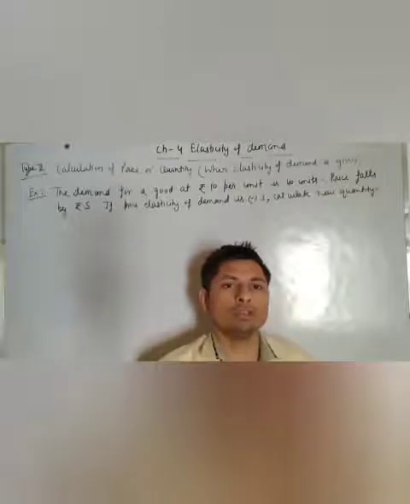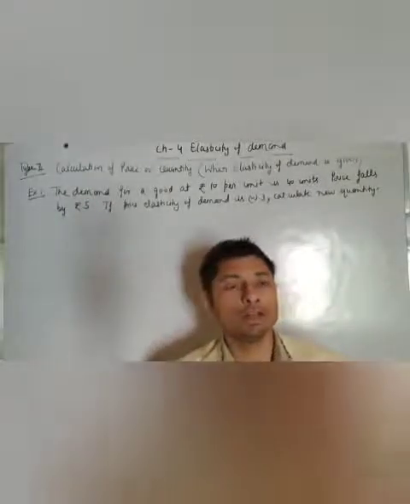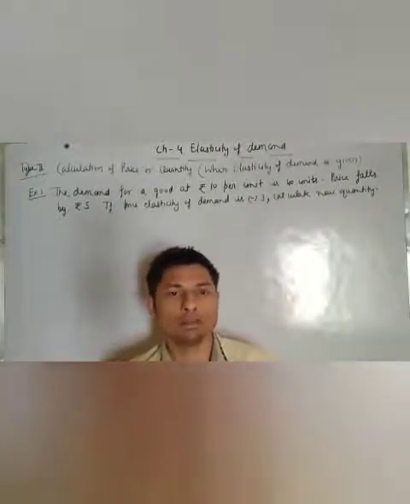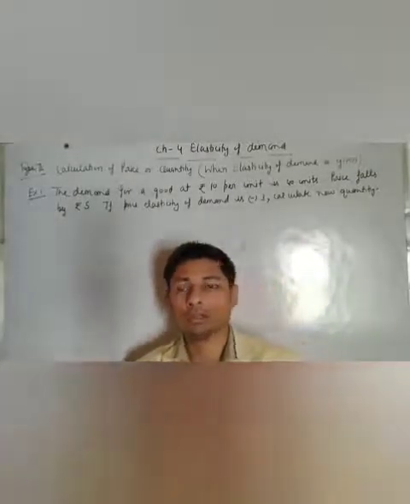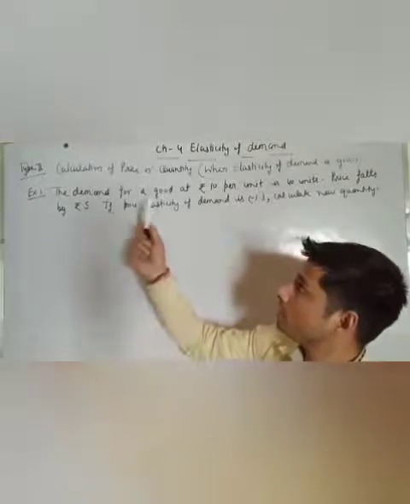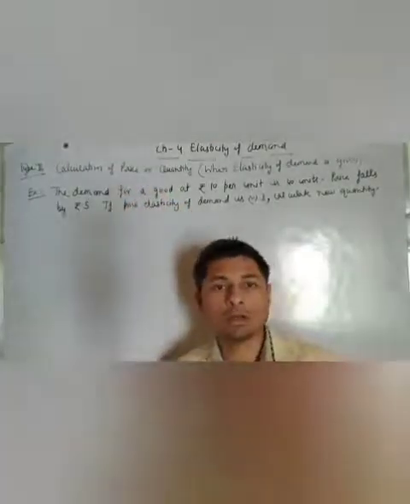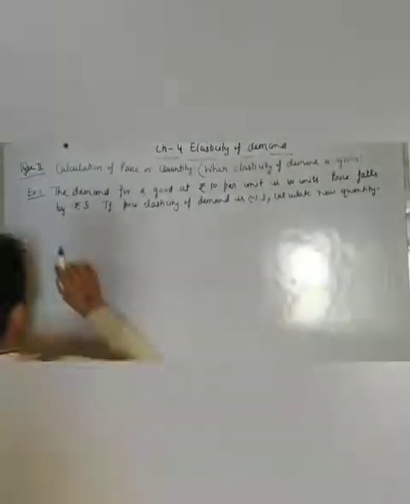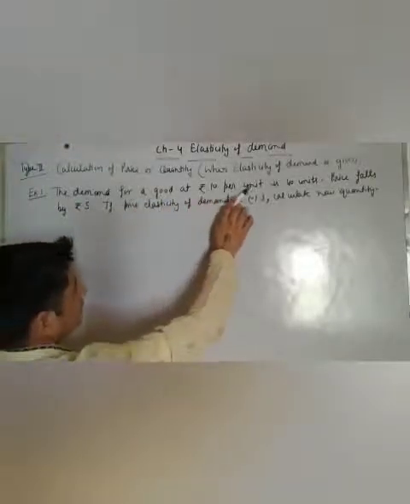So my dear students, today we are going to discuss again chapter number 4, elasticity of demand. As you know, in my previous video we discussed some numerical questions of elasticity of demand. But today we are again going to discuss type 2: calculation of either price or quantity when price elasticity of demand is given. So the question is here: the demand for a good at rupee 10 per unit.